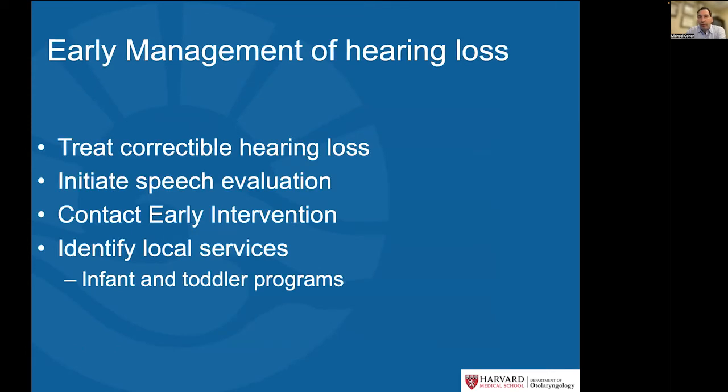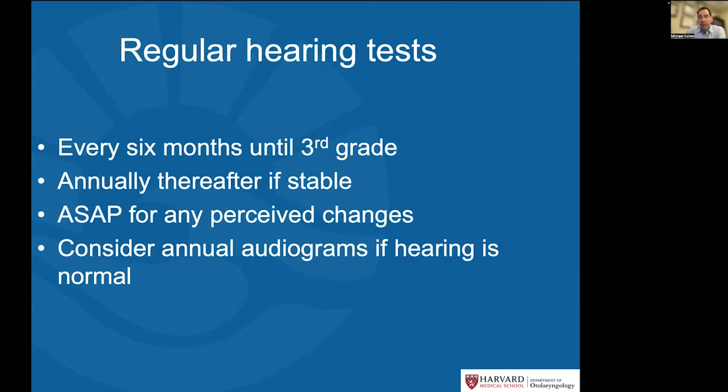So how do we manage hearing loss? Well, for any child with hearing loss, we want to treat it as soon as possible, meaning early detection, treatment of correctable hearing loss with ear tubes or treatment of ear infections, management of middle ear disease, and then a speech evaluation as early as possible. For children less than 3 years of age, early intervention services, additional local services as appropriate for children with hearing loss.